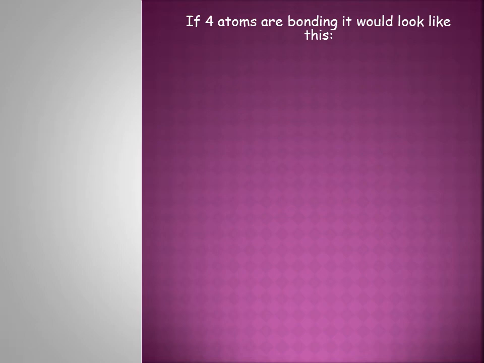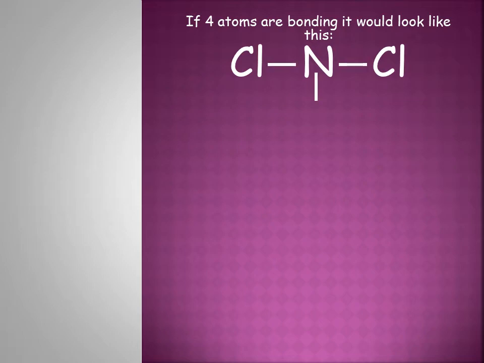If you have 4 atoms that are bonding together, okay, so it's going to kind of look like your water situation, but then you're going to have one like on the bottom. So NCl3 is kind of what you're looking at here. And so you have the one atom that's by itself in the middle, and then on 3 different sides you're going to have a Cl, or the other atom.